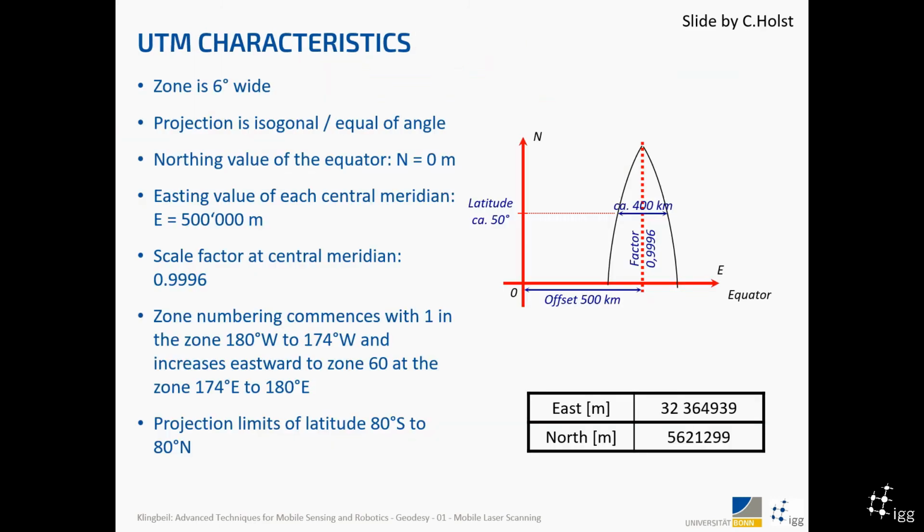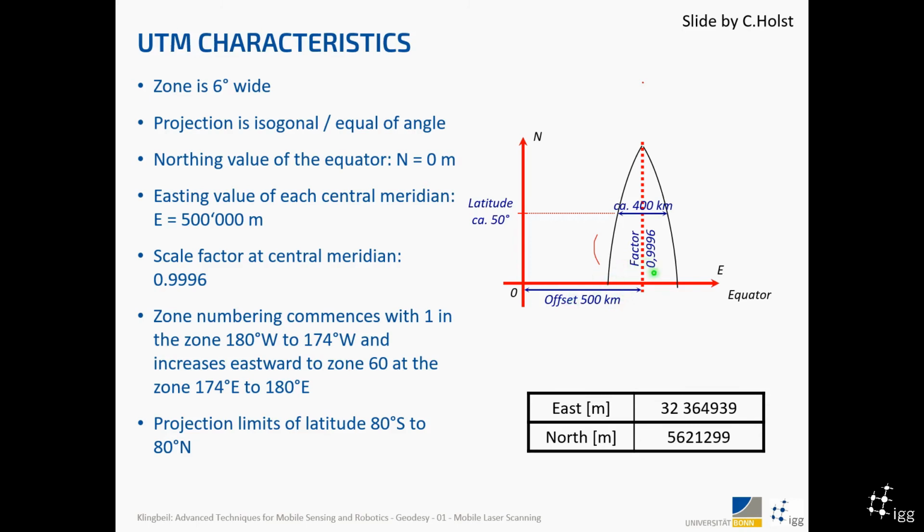Good, and this is now how this UTM coordinate system looks like. This is the stripe that we've seen before. This is the central meridian here. The UTM system basically says there is the x-axis going towards east, the y-axis going towards north, and then there is the scaling factor of 0.9996 in the middle of the meridian. The stripe is about 400 kilometers wide.